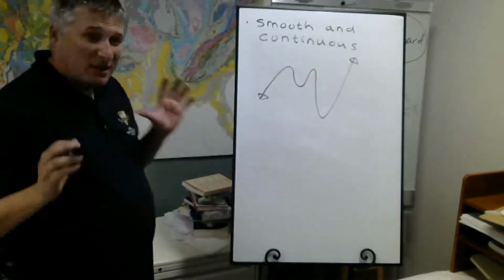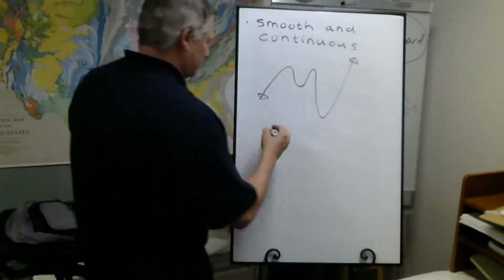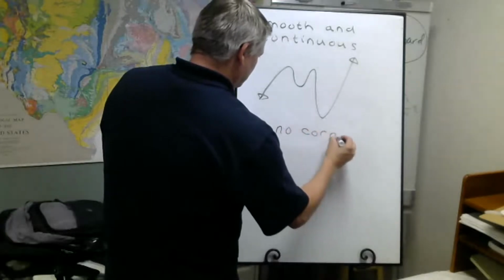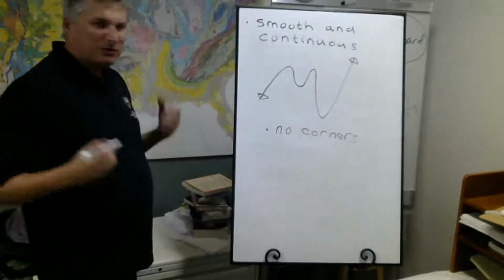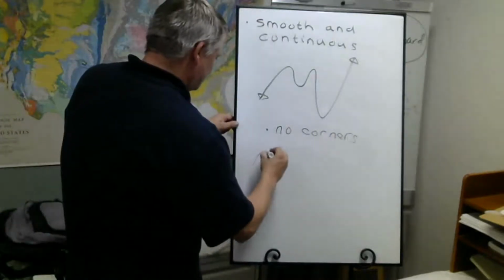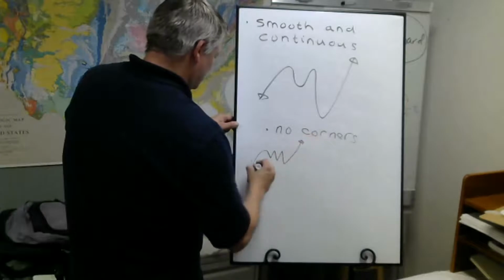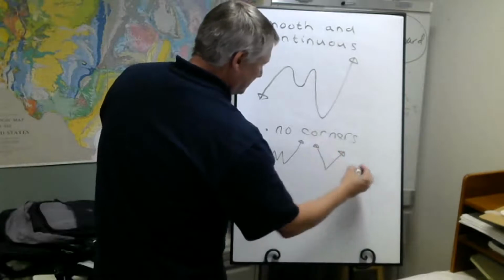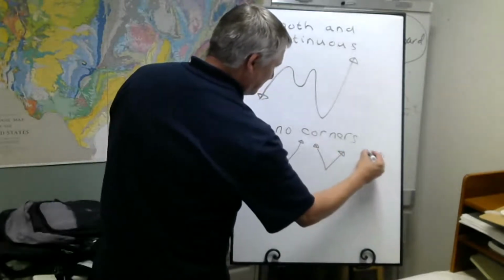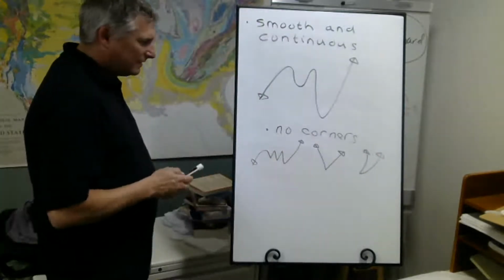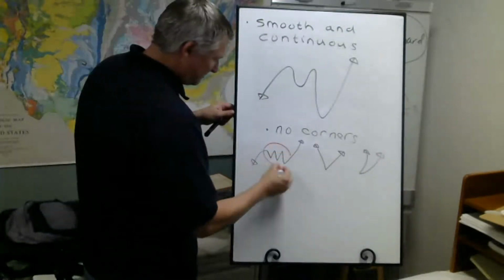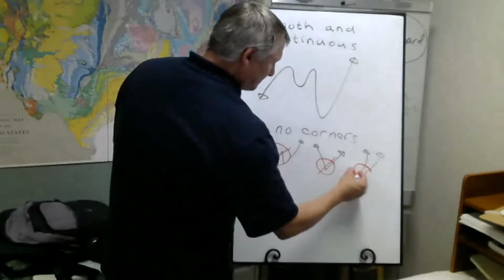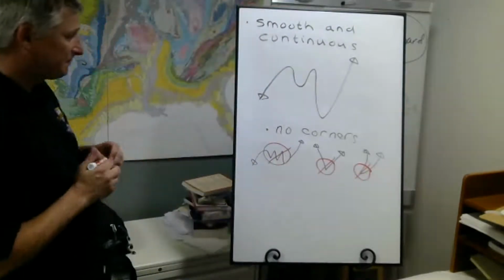So, things that you're not going to see in a polynomial. They're smooth, so that means there's no corners. A polynomial won't do something like this. You're not going to see something like that or something like that. You won't see something like this. Not for polynomials.